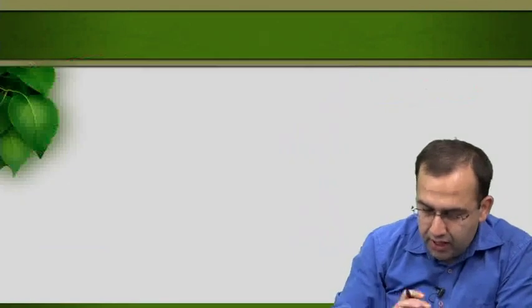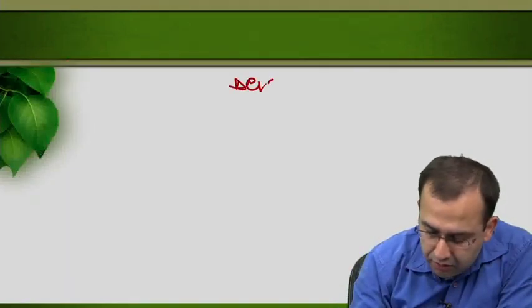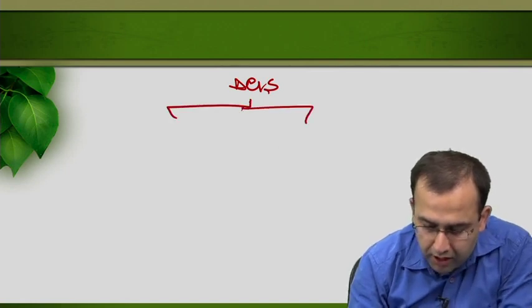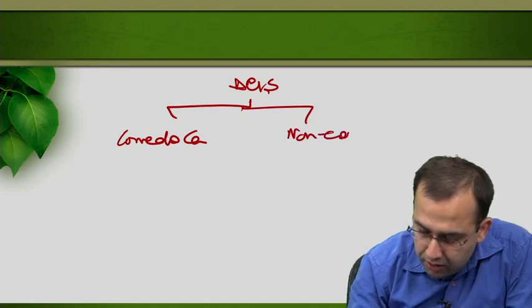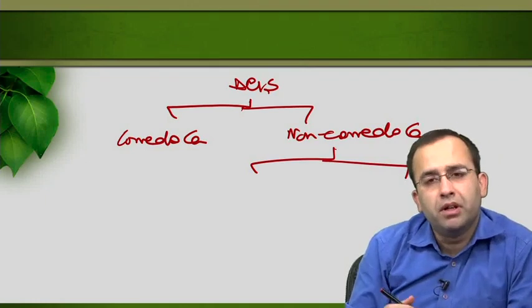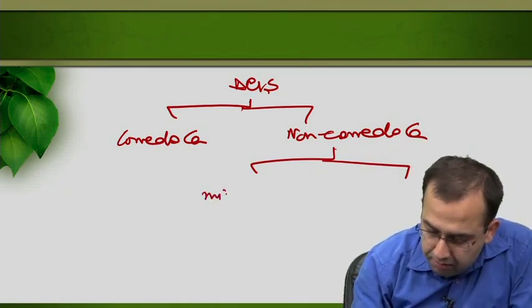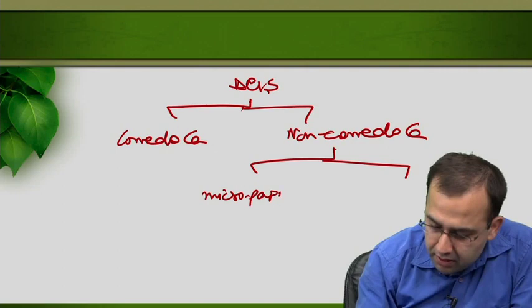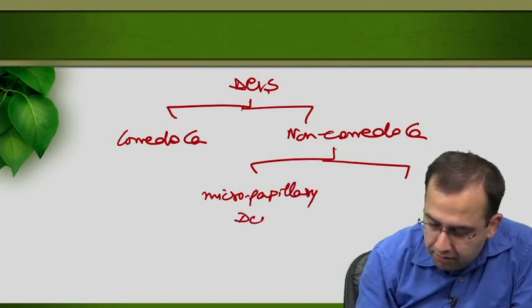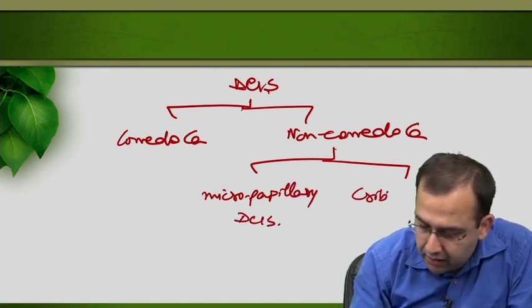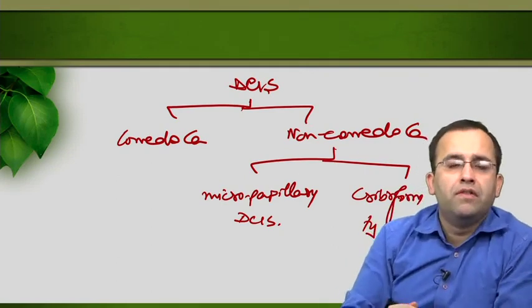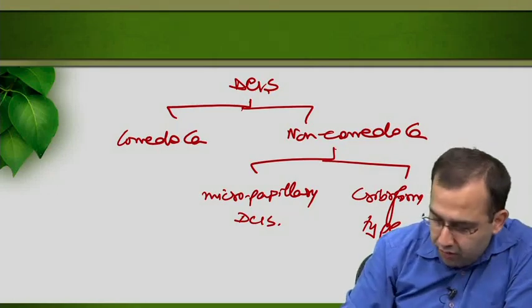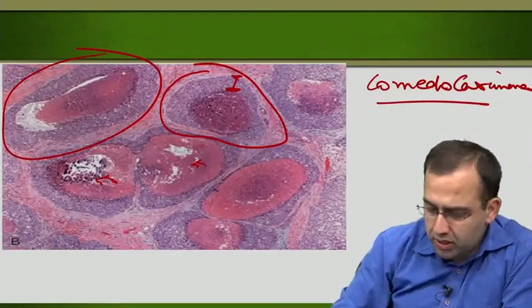Next, I can divide ductal carcinoma in situ into 2 types, that is comedocarcinoma and non-comedocarcinoma. Non-comedocarcinoma is of 5 types, but the 2 main ones are micropapillary DCIS and the cribriform type. This is ductal carcinoma in situ. We have already seen that comedocarcinoma looks like this.